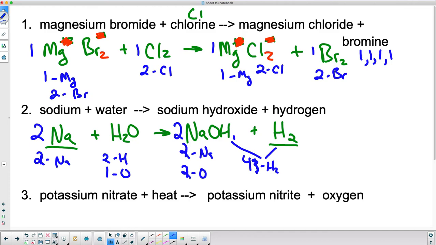So over here I have 2 sodiums, because I put the 2 in front of the Na, and if I put a 2 in front of here, I now have 4 hydrogens, and 2 times 1 is 2 oxygens. So now I've just balanced the equation with a 2, a 2, a 2, and this one stays a 1. So that looks like this.